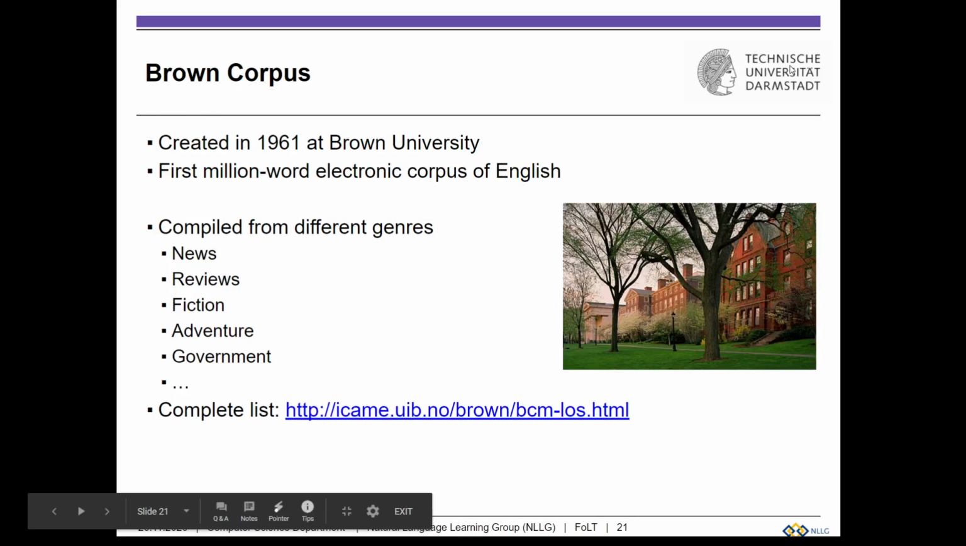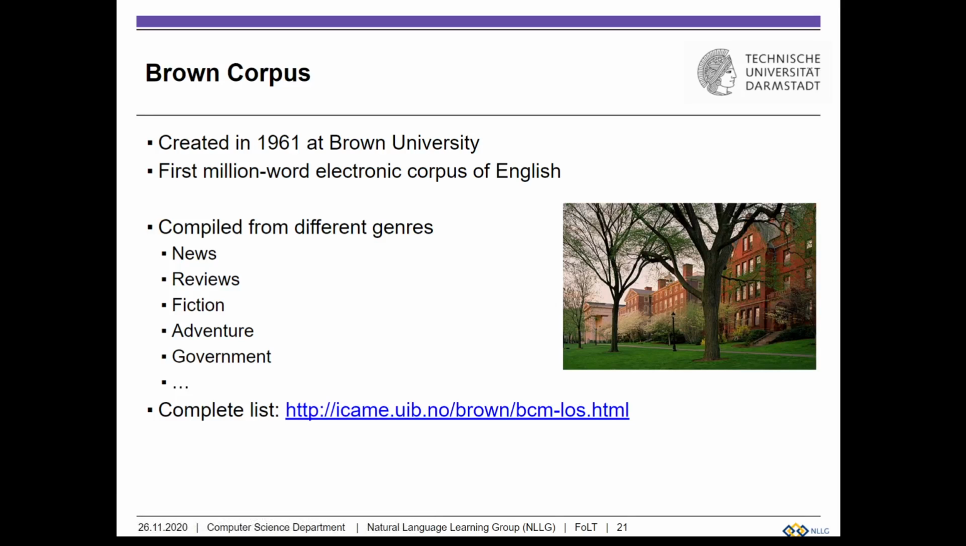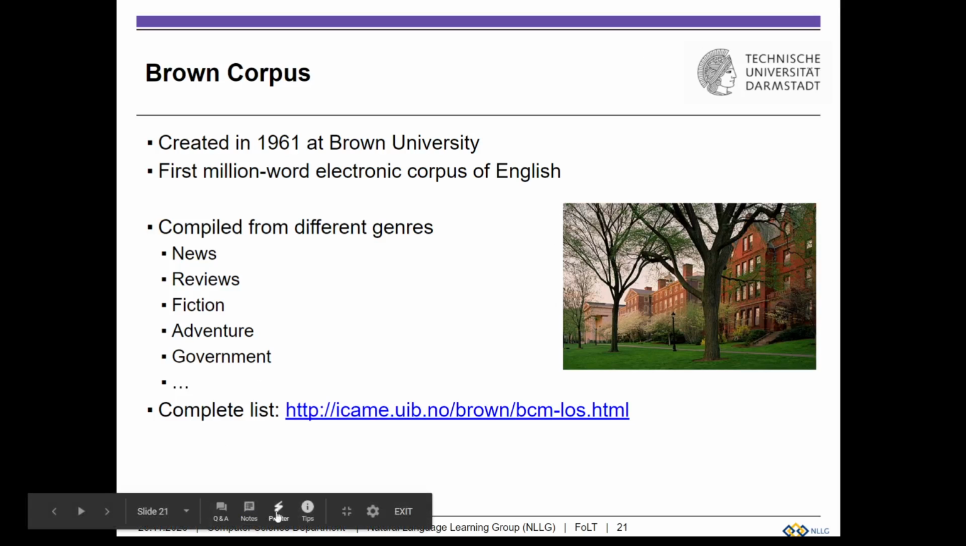Okay, let me next talk about the Brown corpus. The Brown corpus was created in 1961 at Brown University. It has been the first million-word electronic corpus of English, so it has been one of the first large-scale text collections for English. It has been compiled from different genres, so it includes news text, reviews text, fiction text, adventure text, government documents, and government statements. If you want to check the complete list of texts, you can go to this website and check it here.